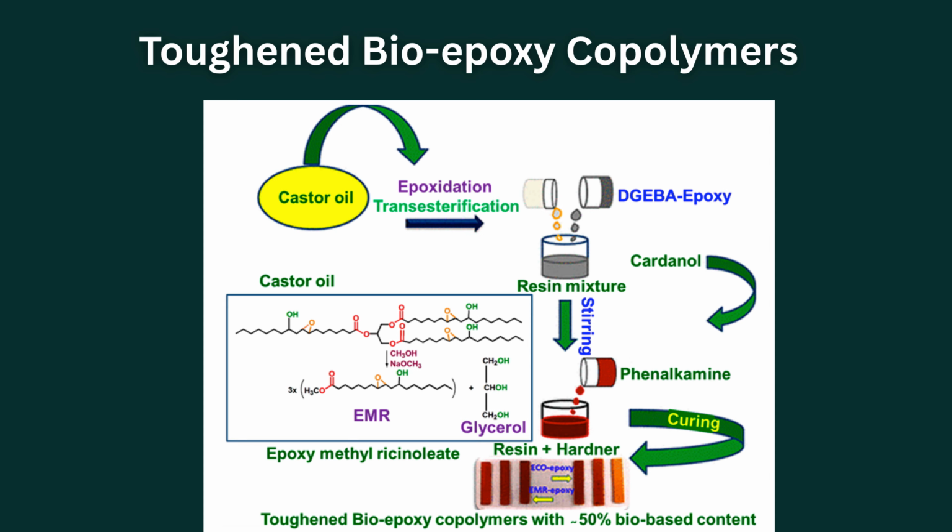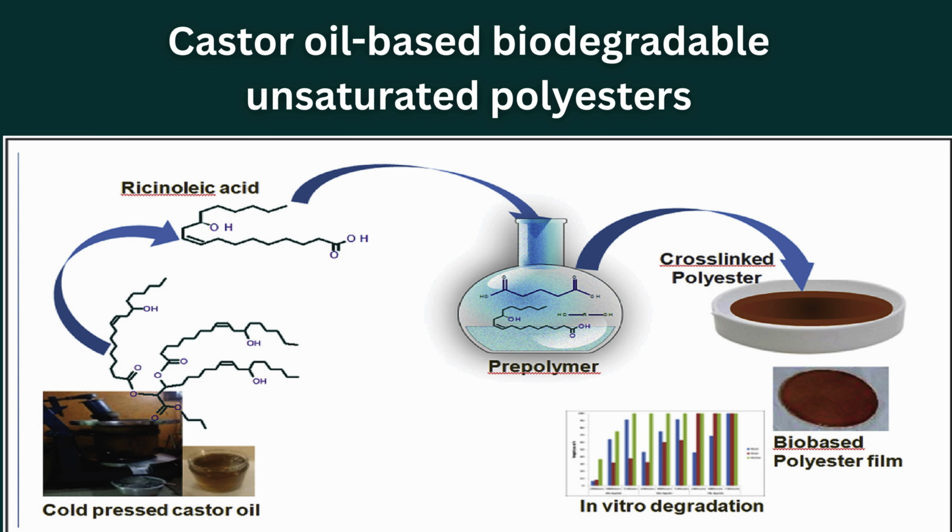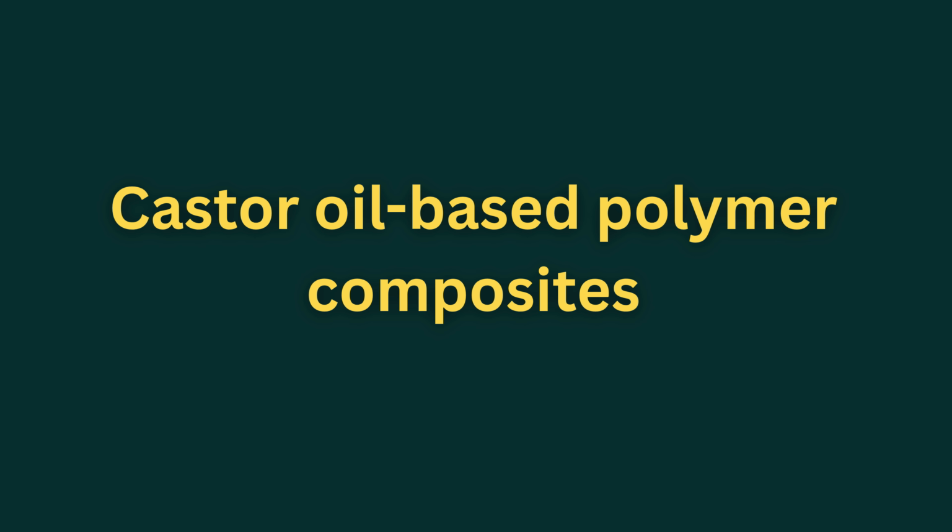While castor oil-based polymers offer numerous advantages, their properties may not always meet the stringent requirements of advanced applications. To address this limitation, significant research efforts have been directed toward the development of polymer composites. By incorporating fillers such as nanoparticles, natural fibers, and inorganic materials, the mechanical, thermal, and functional properties of the base polymers can be significantly enhanced. These composites are particularly attractive for applications requiring high strength-to-weight ratios, thermal stability, and specialized functionalities such as electrical conductivity or antimicrobial activity. Castor oil-based polymer composites.